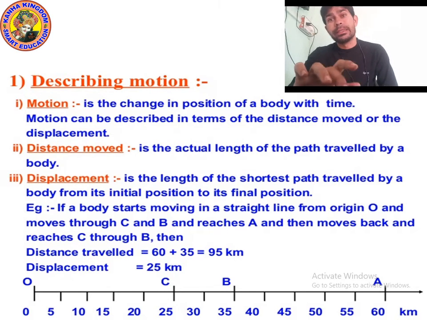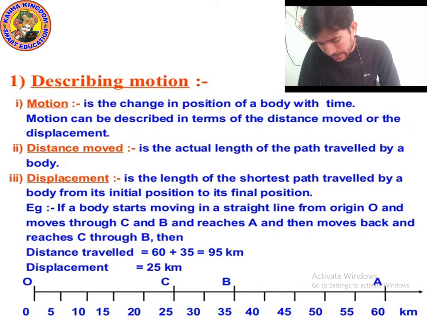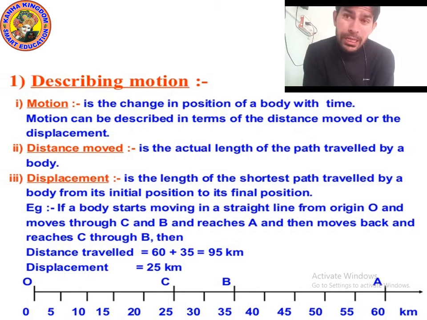Scalar quantity. So what is a scalar quantity? A scalar quantity is any quantity which has magnitude but no direction, and a vector quantity is that quantity which has not only magnitude but also direction. So which are the scalar quantities? Yes, distance is a scalar quantity.